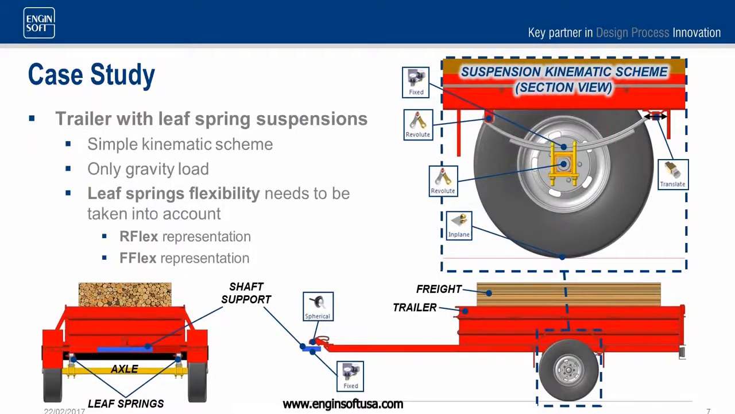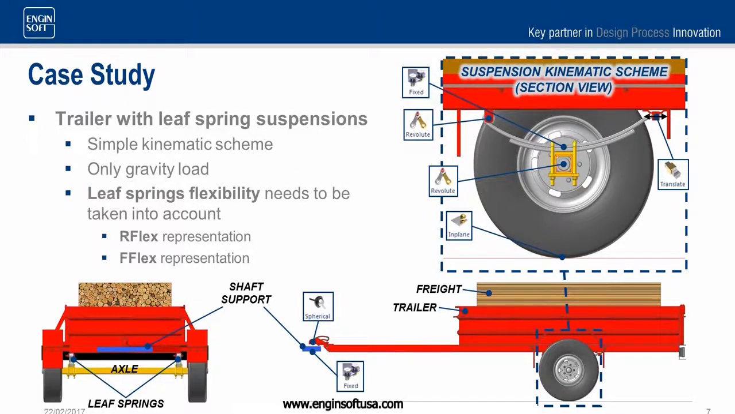So as you can see, this is the case study, and it is a trailer with one single axle supported by two lift spring suspensions. This system will only be loaded by gravity in our simulation. The shaft of the trailer is connected by a spherical joint to a fixed support, while the wheels are linked to the axle by revolute joints, and instead are linked to the ground by an in-plane joint. That is, in this case, it is simply a one-direction support.